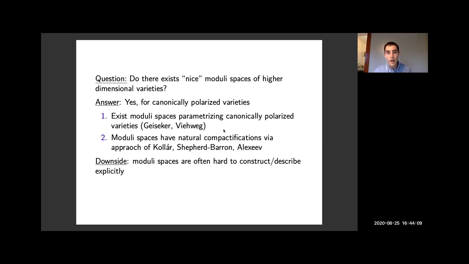I'm not citing the people that this statement is due to because this is a very hard result that relies on many results, especially in birational geometry. The downside of these constructions is that these moduli spaces are often extremely hard to construct and describe explicitly, especially if you want to understand the compactifications.